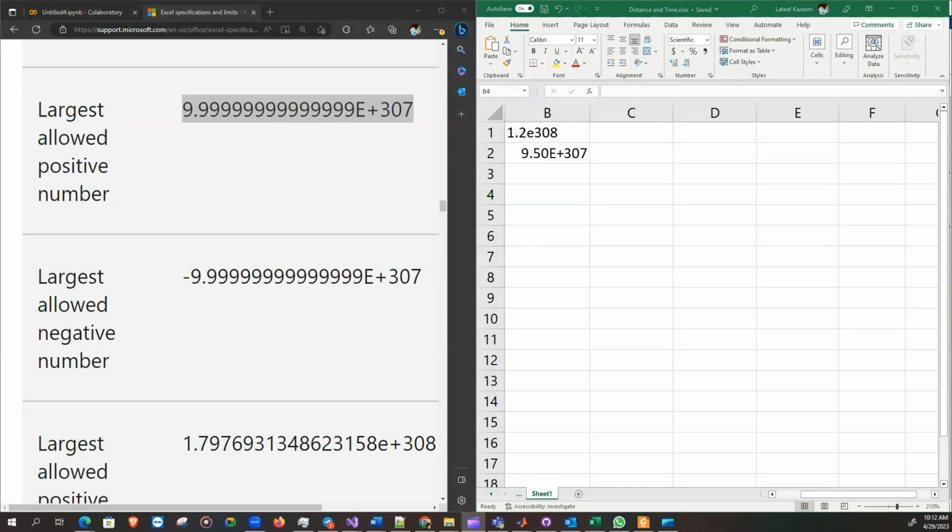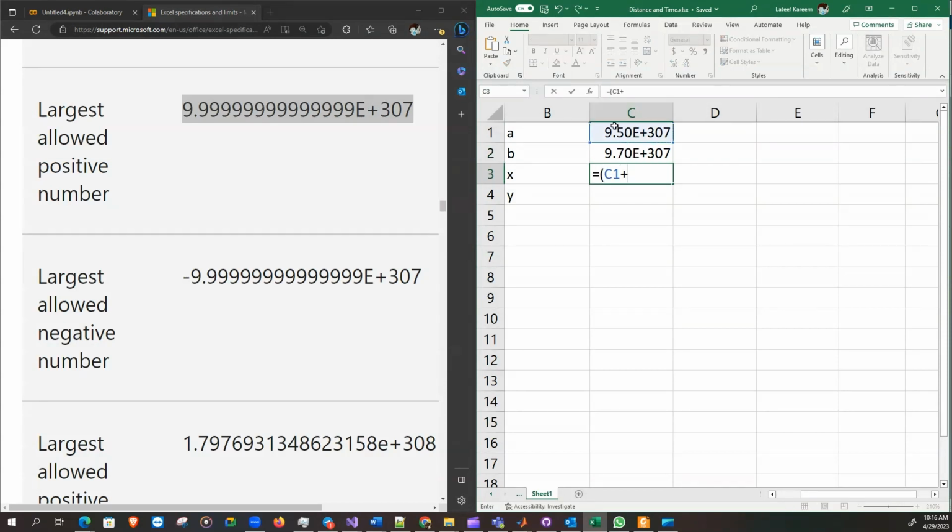So here, we set a equals 9.7 times 10 raised to power 307 and b equals 9.5 times 10 raised to power 307. Then let's compute x equals (a plus b) all over 2 and y equals a plus (b minus a) slash 2. As expected, the first expression results in #NAME, but the second gave the expected value.